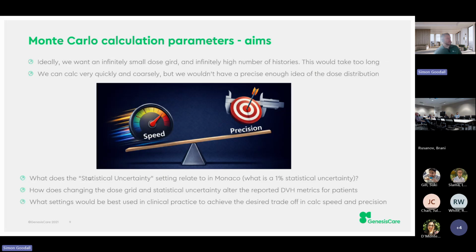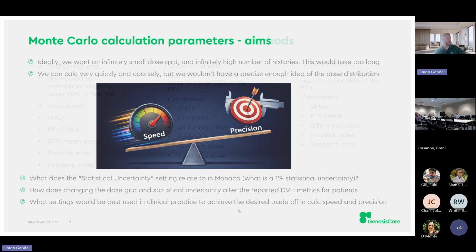So what we wanted to do is quantify what the statistical uncertainty setting means in reality when it comes to clinical practice. If you put 1% statistical uncertainty in, what does that mean for your dose calculation? How much should you trust it? And then we wanted to look again at what changes in the dose grid and that setting actually do in terms of the reported DVH metrics and how that might influence clinical decision making. And then make some recommendations, ideally, on the best practice.